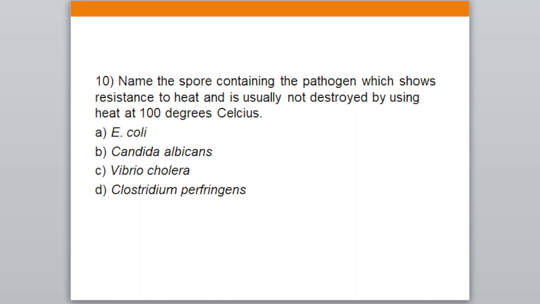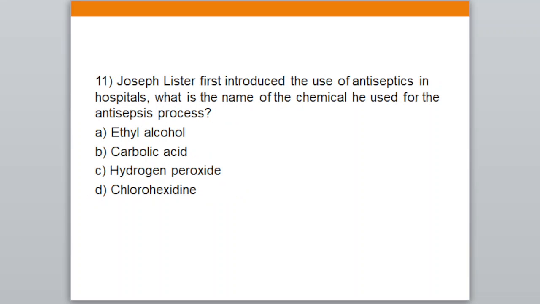Question number 10. Name the spore containing pathogen which shows resistance to heat and is usually not destroyed by using heat at 100 degrees Celsius. Your options are A. E. coli, B. Candida albicans, C. Vibrio cholera, and D. Clostridium perfringens. Your correct answer is option D. Clostridium perfringens.